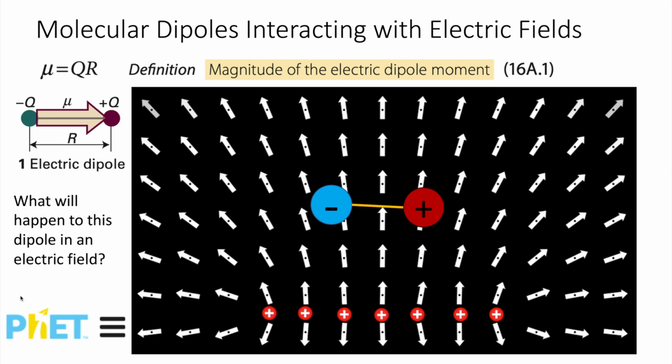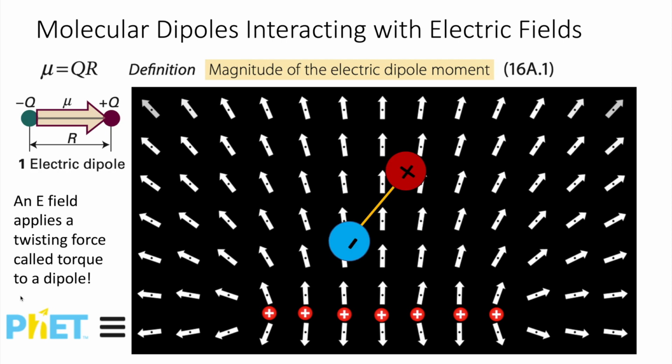And basically, if we have this dipole hanging out in this field, I put a bunch of positive charges at the bottom to show an E field. So stare at this molecule for a second in this field and think, all right, what would I expect that molecule to do? If there's all that positive charge at the bottom and the molecule has a dipole, it's negative on the left and positive on the right. Well, we would expect to see it rotate. We would expect to see the molecule move like that. So basically an E field applies a twisting force called torque to a dipole. So if a molecule has a dipole and it's in an E field, it's going to experience a twisting force that we call torque.